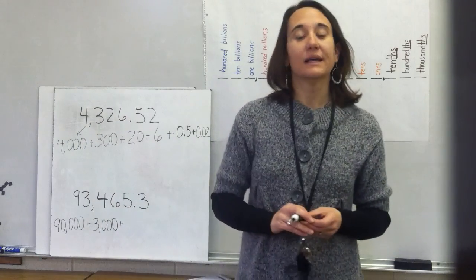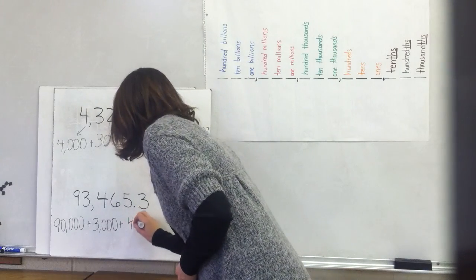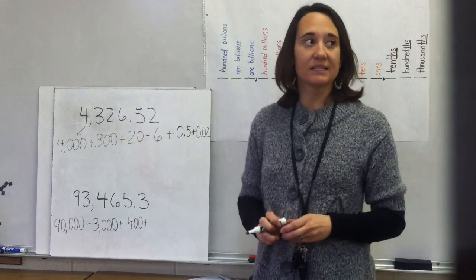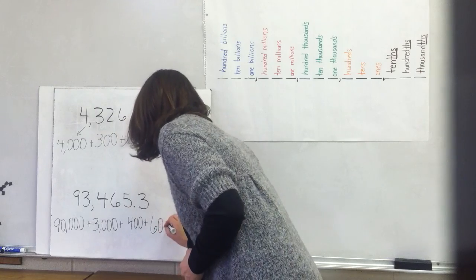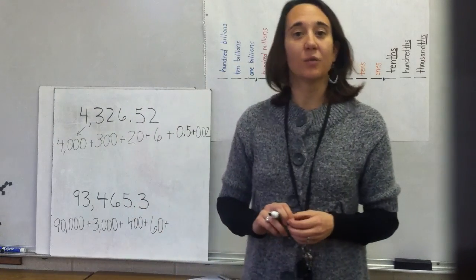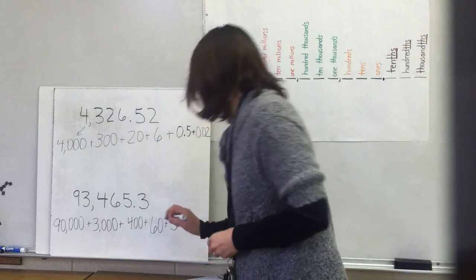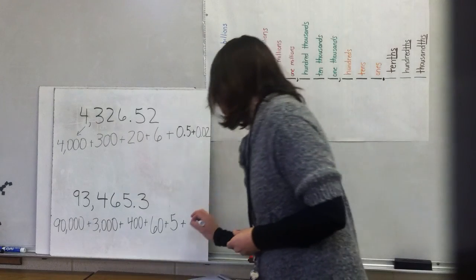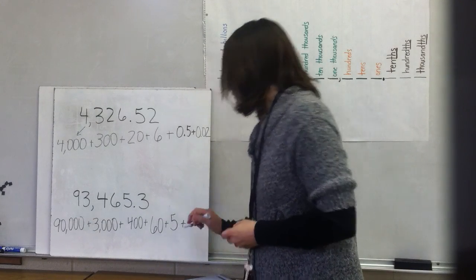The 4 is in the hundreds place, so it's 400. The 6 is in the tens place, so it's 60. The 5 is in the ones place, so it's simply 5. And the 3 is in the tenths place, so it's placeholder 0, decimal 3.